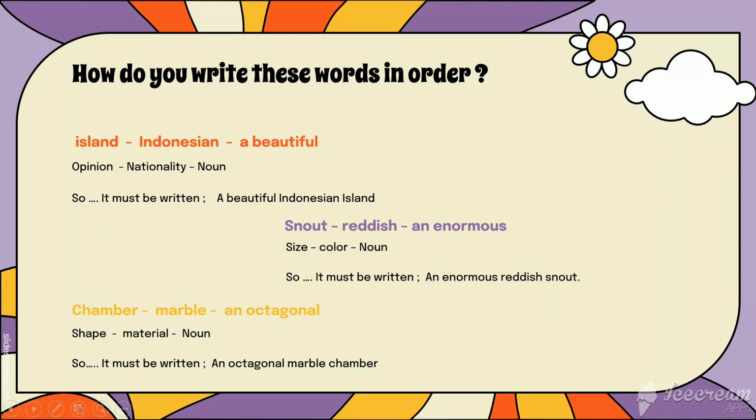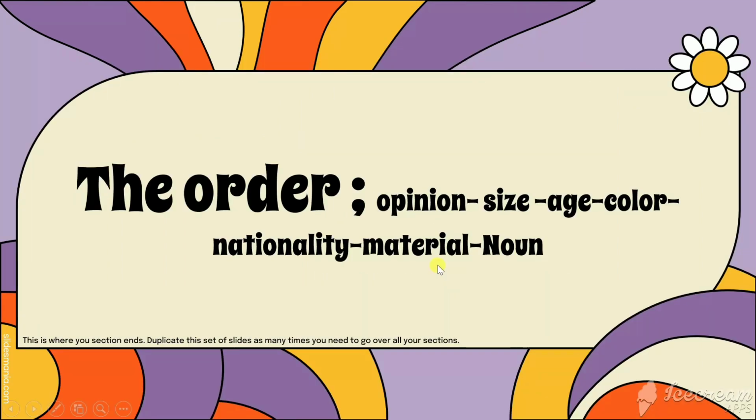Okay, so we have to put these words in order by using the following order: shape, material, and then noun, to make a good noun phrase. So it must be written: an octagonal marble chamber. The order of making noun phrases is like this.